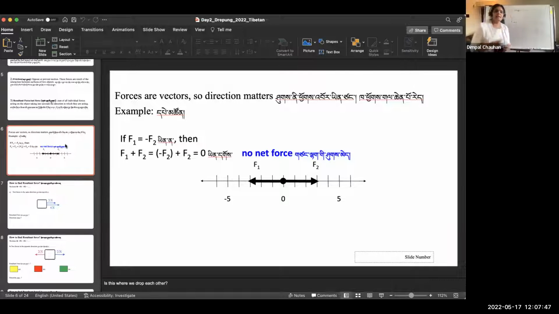Now, let's say I have two forces, F1 and F2, and they're equal and opposite on this number line, as you can see.